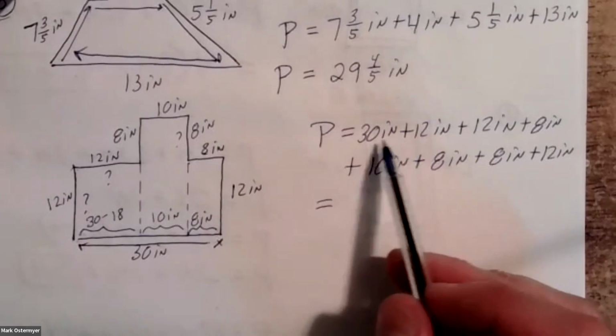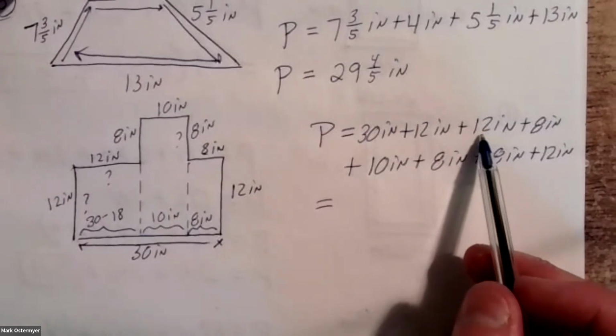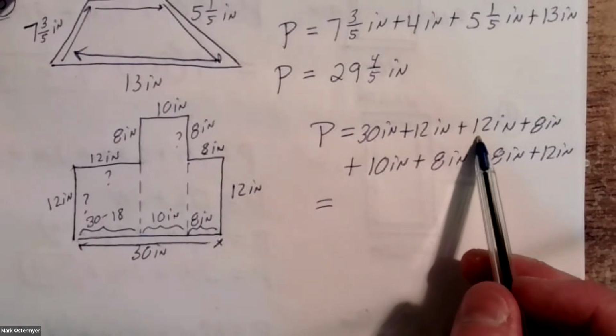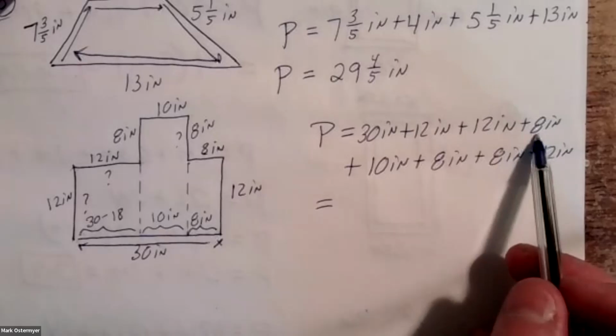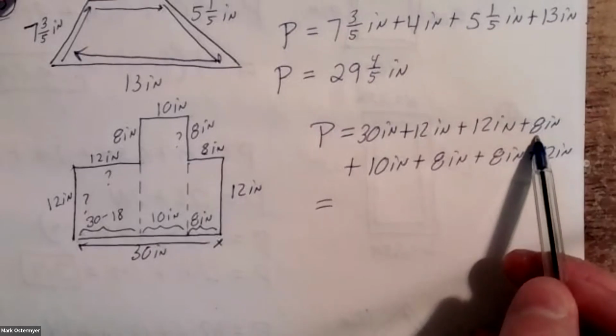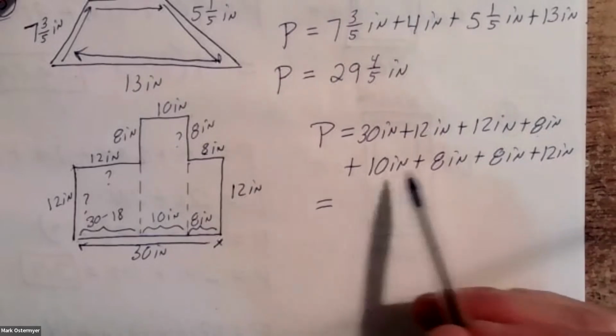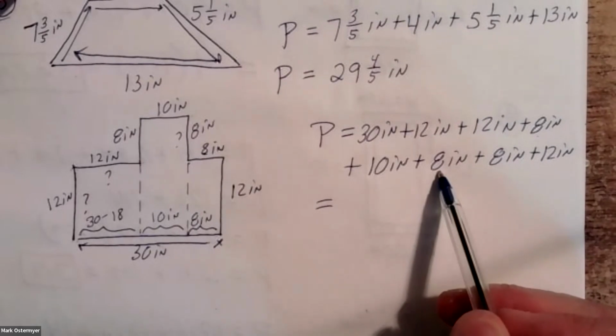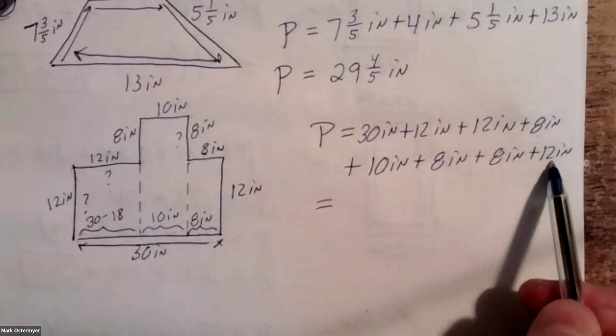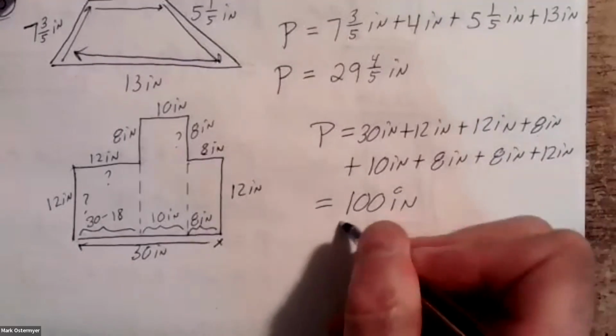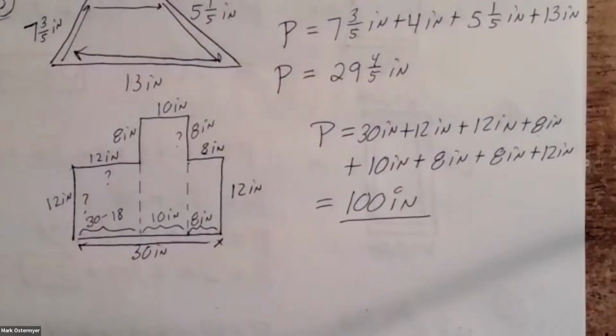42 plus 12 is 54, plus 8, what's 54 plus 8? 62, plus 10 is 72, plus 8 is 80. 88. What's 88 plus 12? 100. 100 inches. That's the perimeter of that weird looking geometric shape. That's the total distance around.